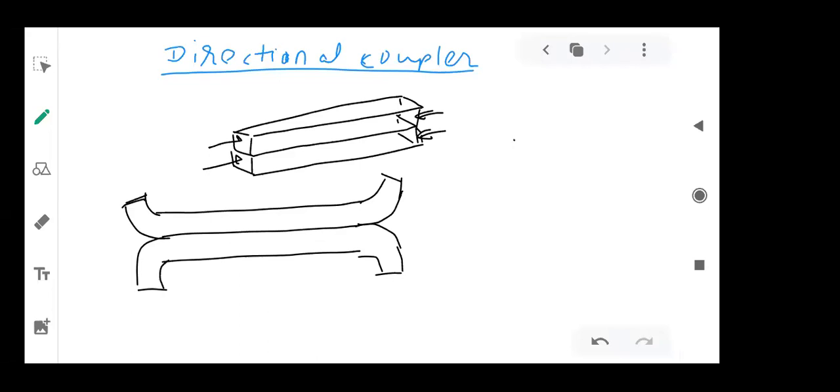Now, once again, you can name it randomly. Port number 1, port number 2, port number 3, let us consider, and this is port number 4. Now, the directional coupler means that the coupling of the signal is made directional.